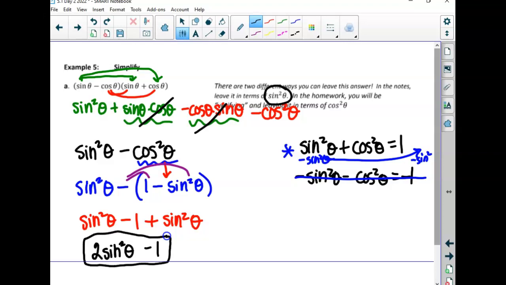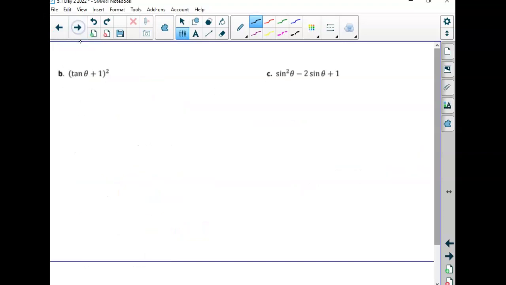I would not ask you that on a quiz unless I told you what I wanted it to equal, which is going to be called a verify question. If I said, work with this left side until it looks like the right side, okay, then you'd know where to stop is the whole point. Okay. All right, let's try B.